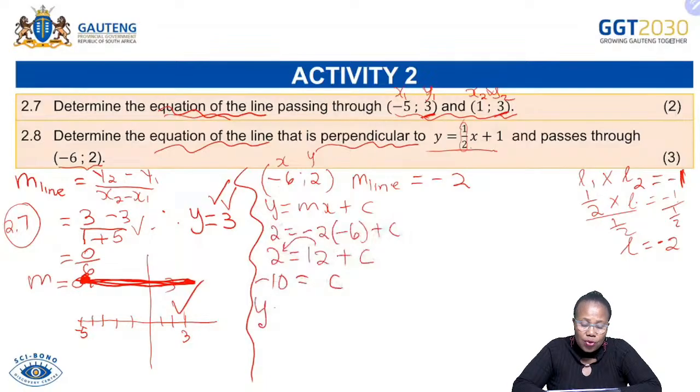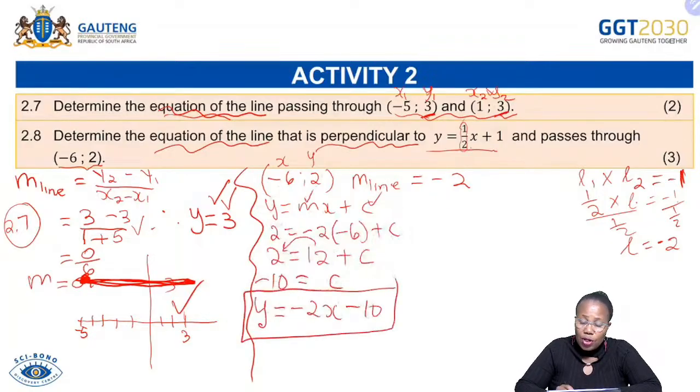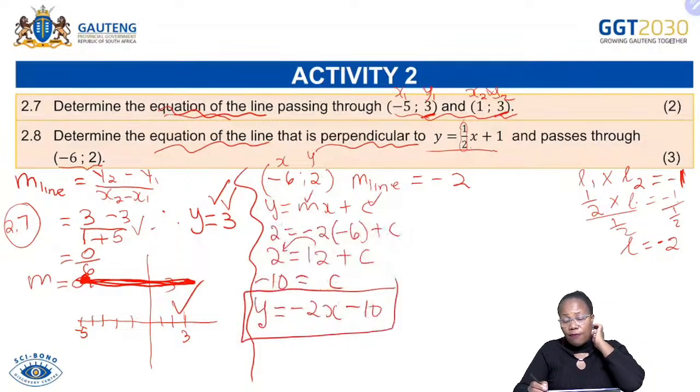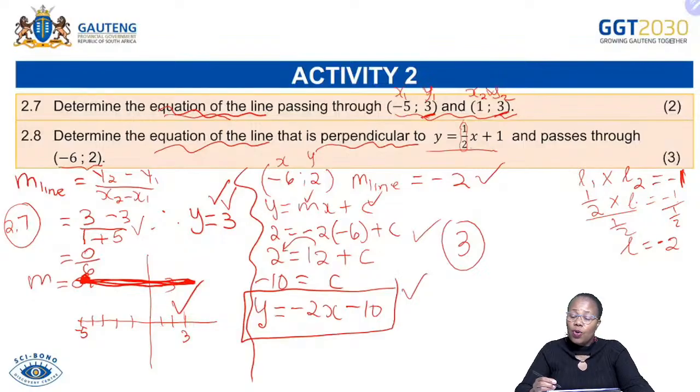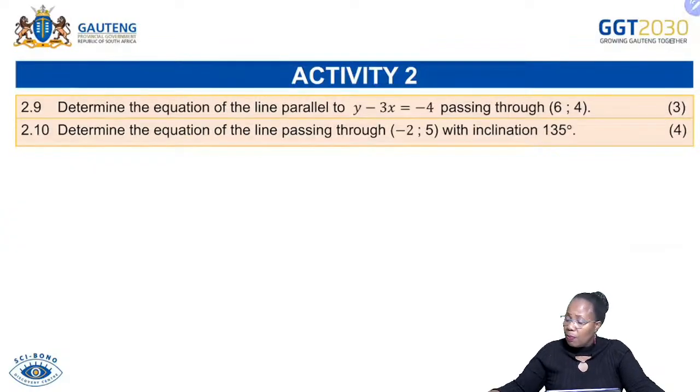Therefore, the equation is y, substitute m, -2x, substitute c, -10. That is our equation for that particular information. One mark for identifying the gradient, second mark for substitution correctly into the correct formula, the last mark for giving us the actual equation of that particular problem.